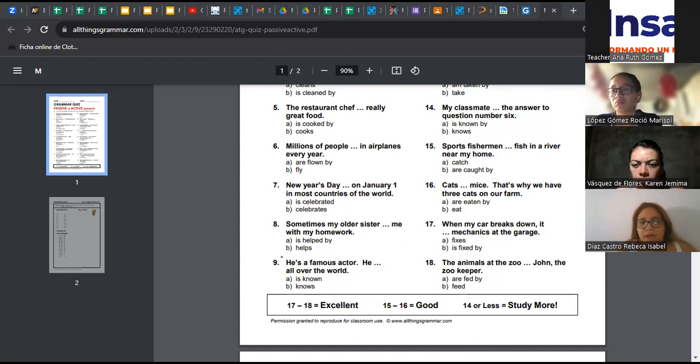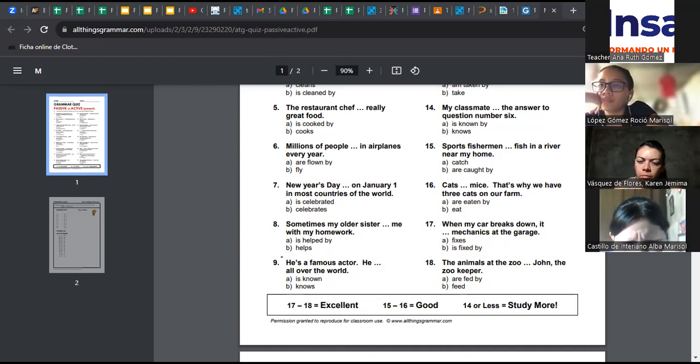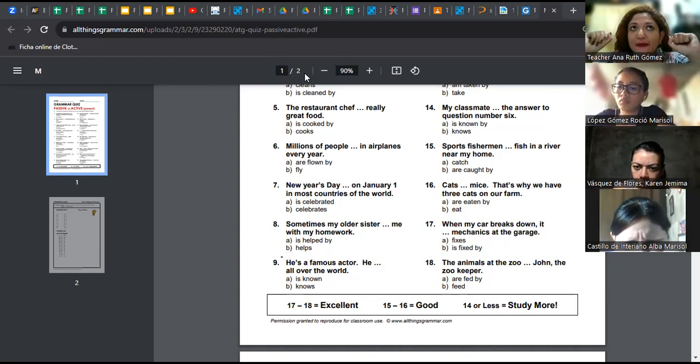Letter A. Yeah, because remember that when we have active voice, the principal, the star over there, is the subject. So you have a sports fisherman. We are not paying attention to the fish, but we are paying attention to the sports fisherman. So sports fisherman catch. So number 15 is letter A.